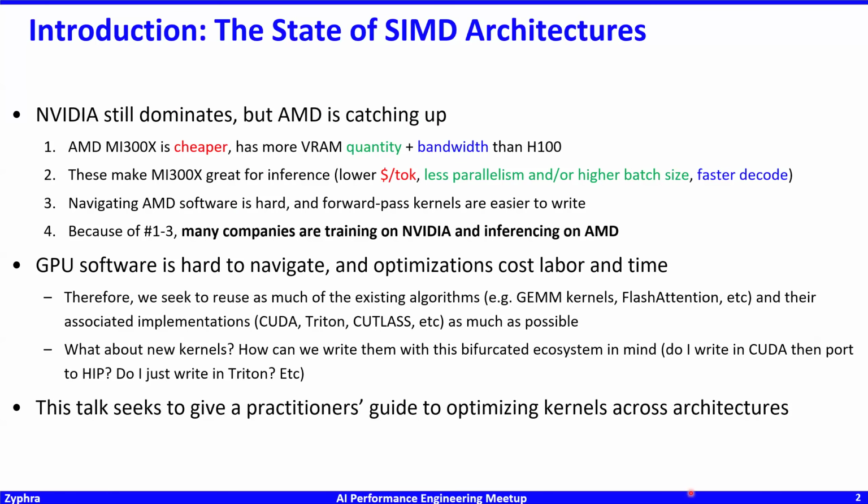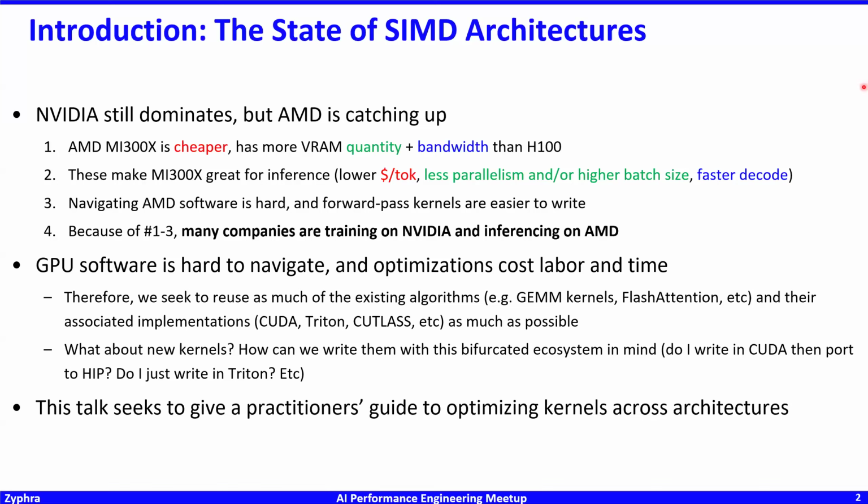So, the state of SIMD architectures: what sort of GPUs are out there, and what is the state of the field? What is everyone doing? NVIDIA still tends to dominate in training, but AMD is catching up, is the gist. AMD MI300X cloud GPUs are a lot cheaper. They have more VRAM quantity and bandwidth than the H100. So you have a lot more VRAM to store your model, and you're able to access that VRAM much faster. These two together, as well as cost, make MI300X GPUs great for inference.